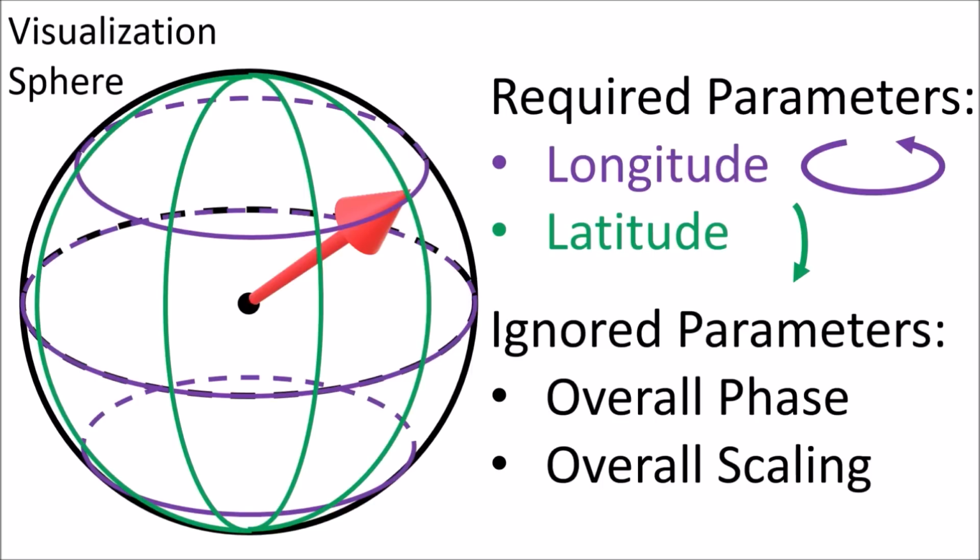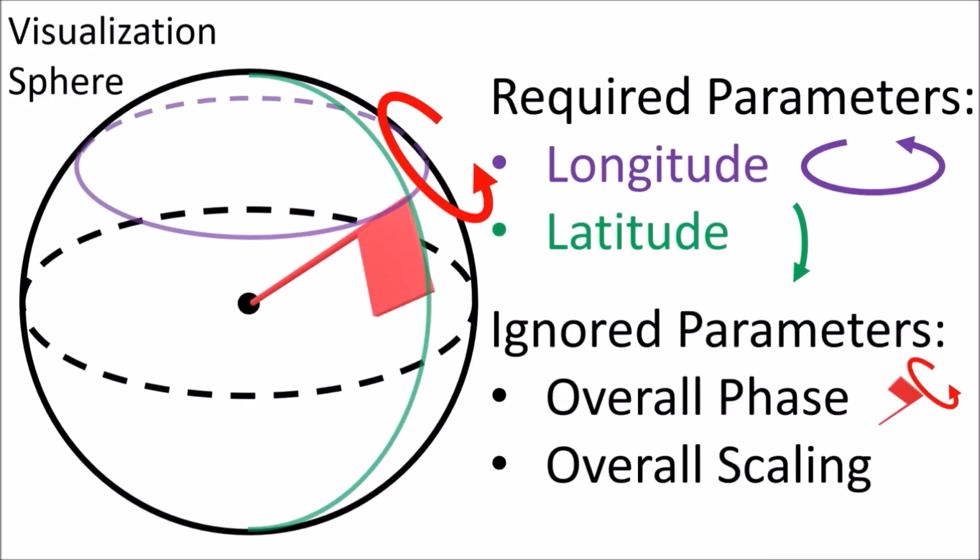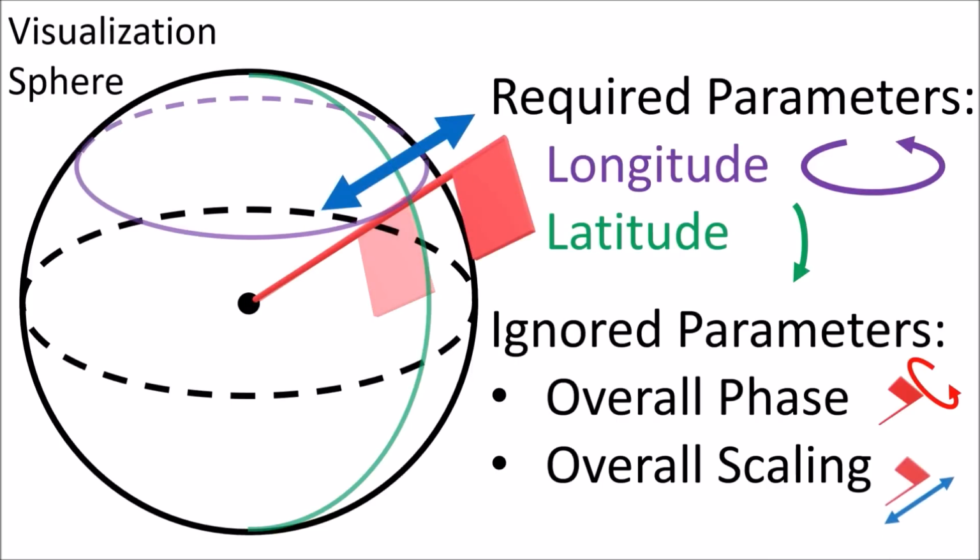However, we can still visualize the overall phase and overall scaling if we like, using a flagpole visualization. Instead of drawing a spinor as an arrow on this sphere, we can instead draw it as a flag on a flagpole. The orientation of this flag on the flagpole represents the overall phase factor that we're ignoring. We can also change the length of the flagpole to represent the overall scale factor that we're ignoring, so that it can be less than or greater than 1, as long as it's not 0.